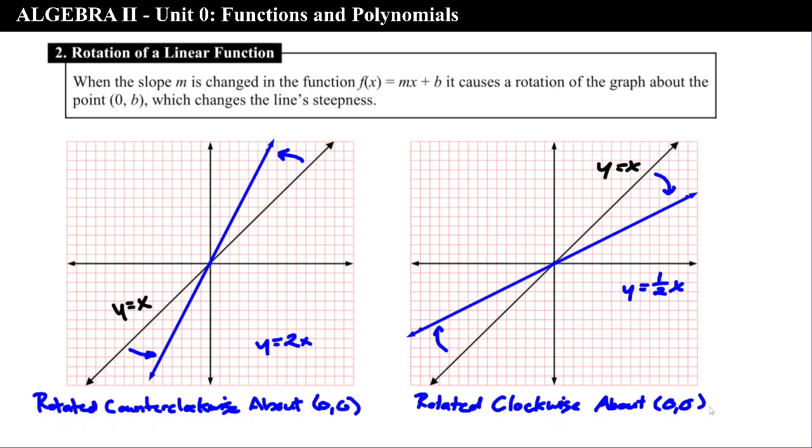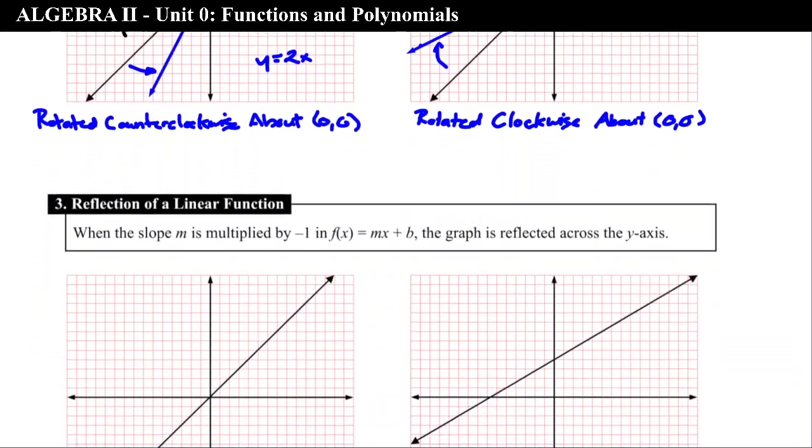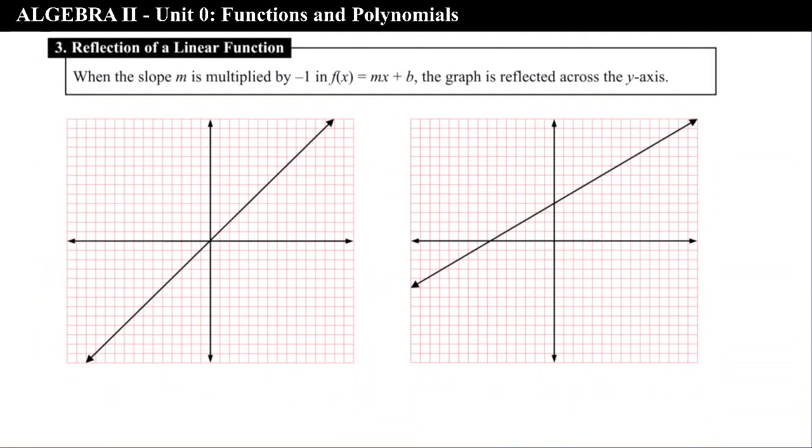Okay, so now we've talked about what happens when we change the y-intercept and when we change the value of the slope. Finally, let's talk about what happens when we change the sign of our slope. In this one, we're talking about reflection of a linear function. When the slope m is multiplied by -1, which means we're changing the sign of our slope, the graph is reflected across the y-axis. So, one more time, we are starting with our parent function, y equals x.